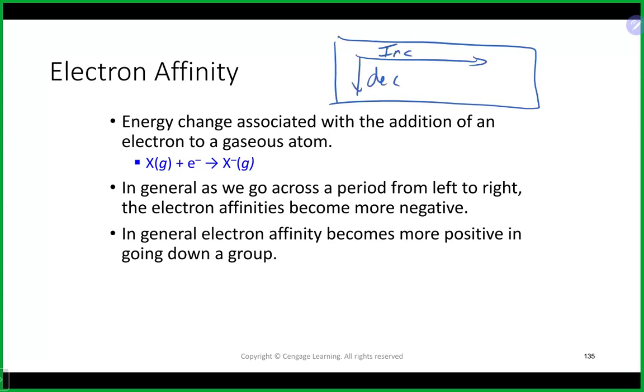and decreases as you go down to the left. Electron affinity should not be confused with another term that we'll talk a lot about in the next chapter, which is electronegativity. Electronegativity is the ability of an atom to bring electrons towards itself.